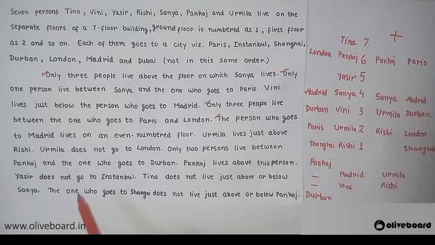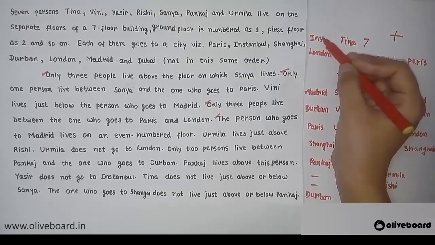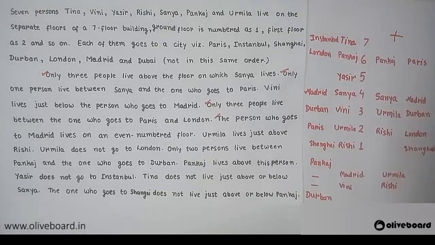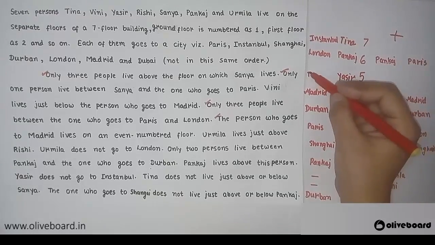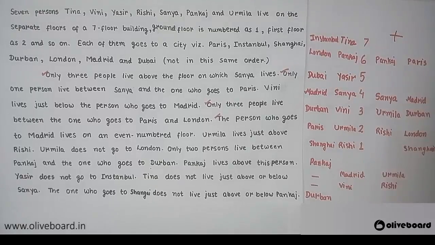Now we have another condition which says that Yasir does not go to Istanbul. So if Yasir does not go to Istanbul, then Tina will go to Istanbul. And then we are just left with one place and that place is Dubai. So Yasir will go to Dubai. So this is actually the correct arrangement of all the persons.